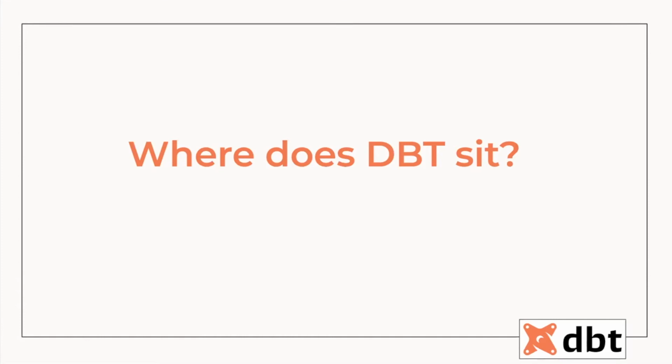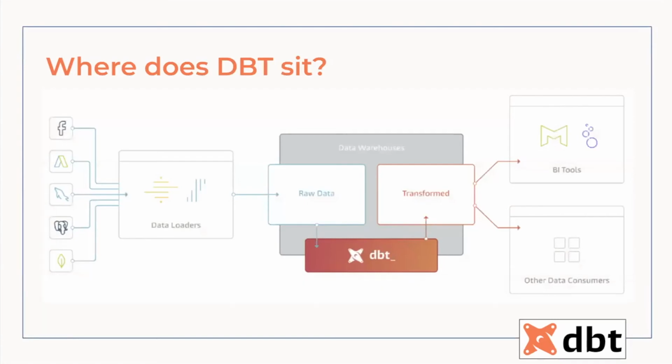Where does DBT sit? Here's a typical example of how you might use DBT. On the left-hand side, you've got a bunch of data sources. You've got Facebook, you've got AdWords. The Dolphin, I think, is an SQL database. The Elephant, I think, is a Postgres database. I don't know what the Leaf is. You might use a system like Fivetran or Stitch, which are these two symbols, called data loaders, to pull this data into a data warehouse in a relatively raw format. This takes care of extracting the data from your various sources and loading it into your data warehouse.